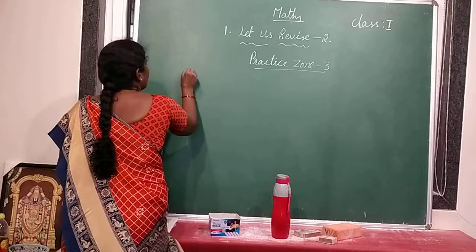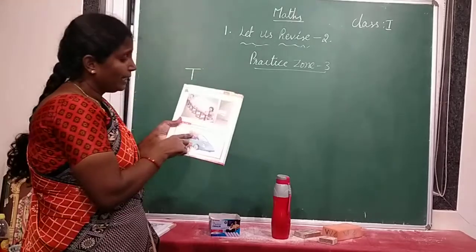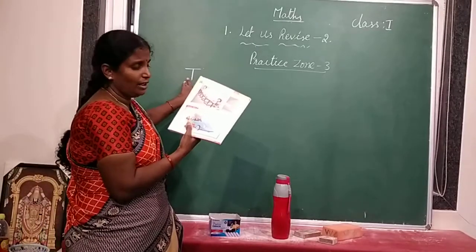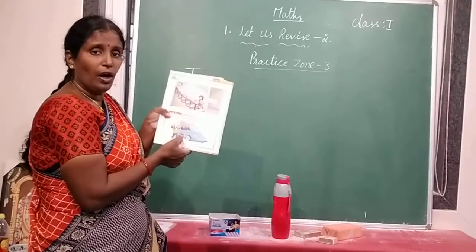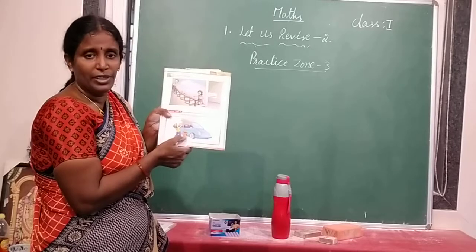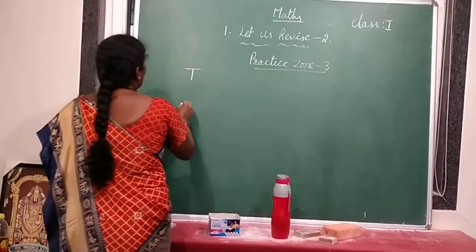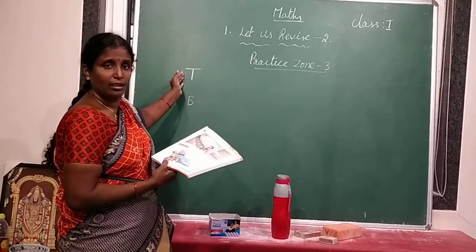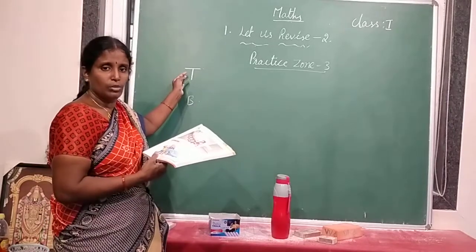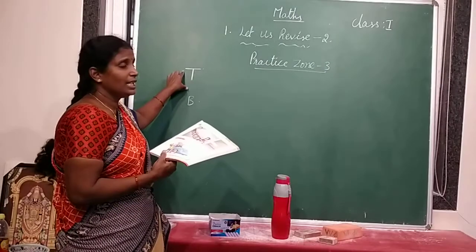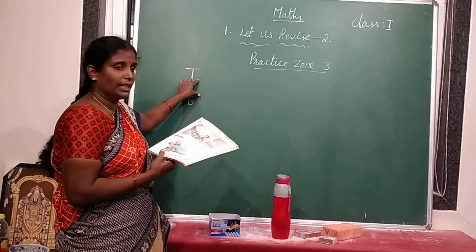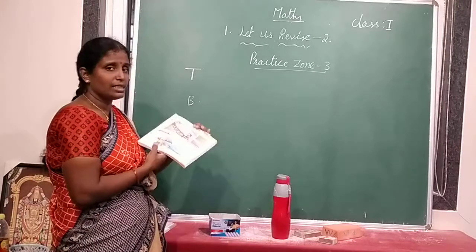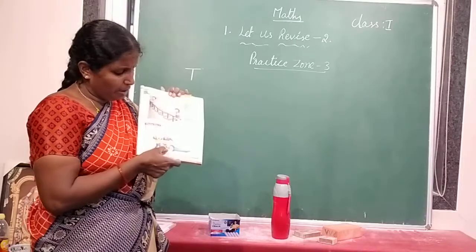So the cat is at the top of the car, so we have to write T for cat. And the dog is at the bottom of the car, so we have to write B for dog. T for top, so which is on the top we have to write T, and B for bottom, so which is at the bottom, write B for that.